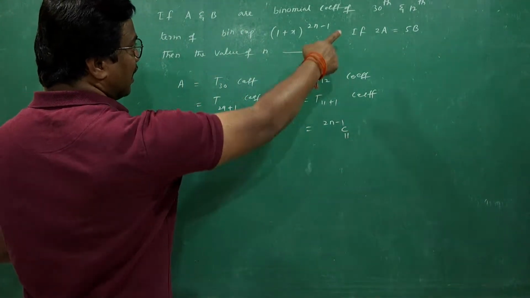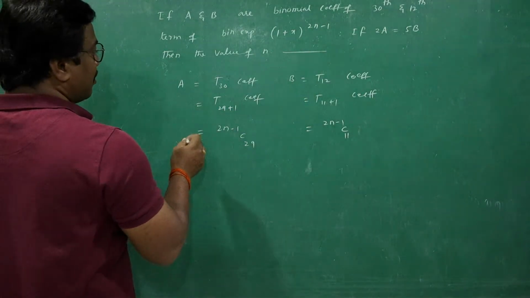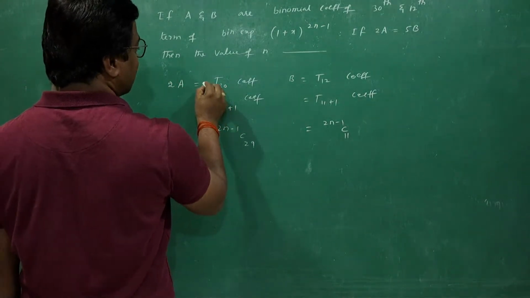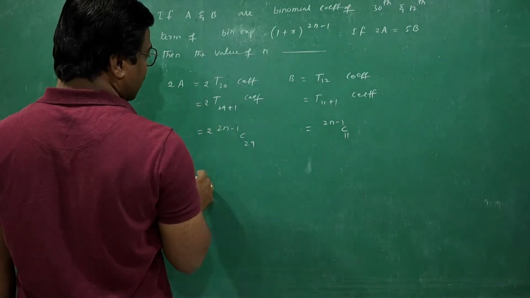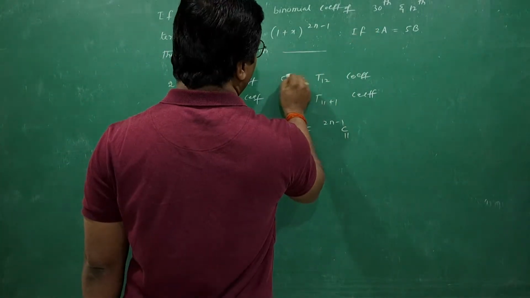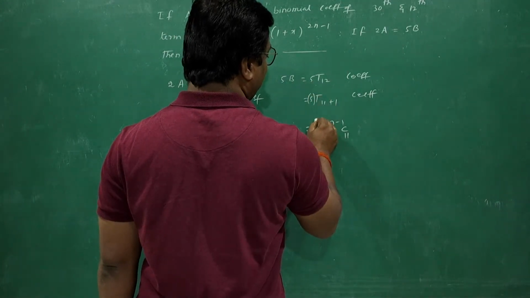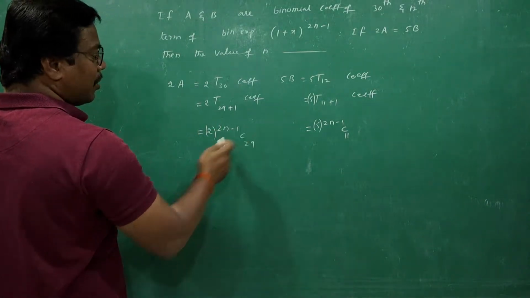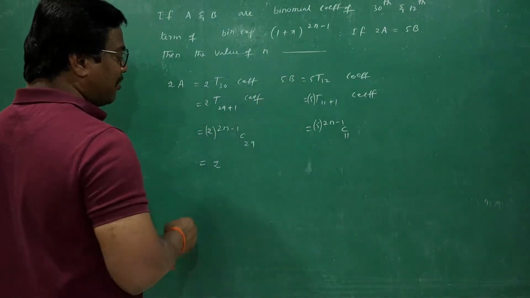Now the given condition is 2 times A equals 5 times B. Yes, here I am multiplying with 2, next multiplying with 2, and for 5B multiplying with 5, 5 here, 5 here and 5 here. Okay. Now these two are equal. Equate them. Given in the question, 2A equals 5B.